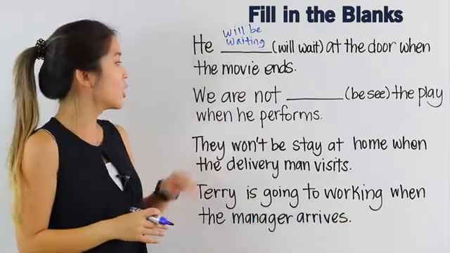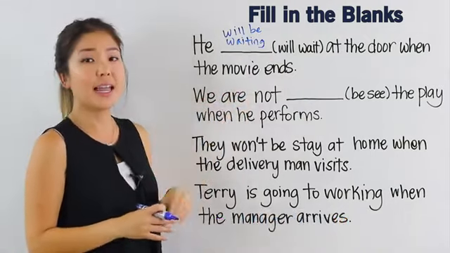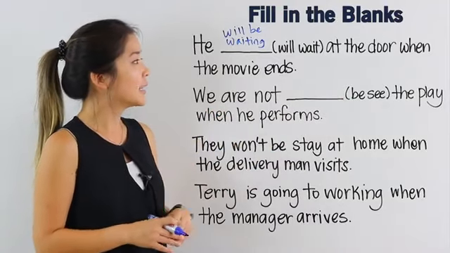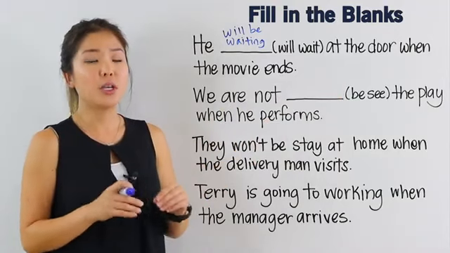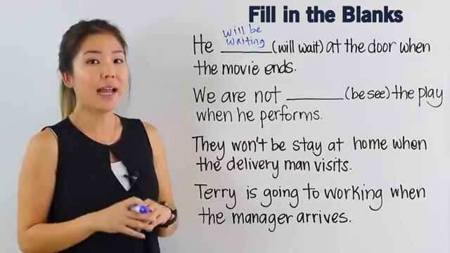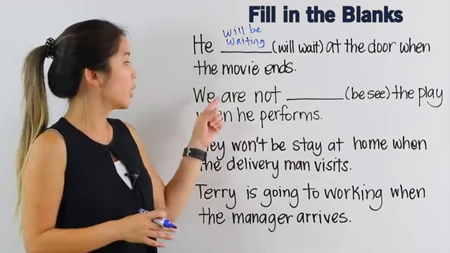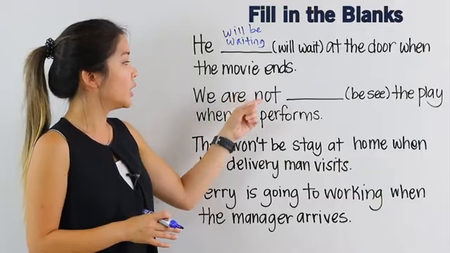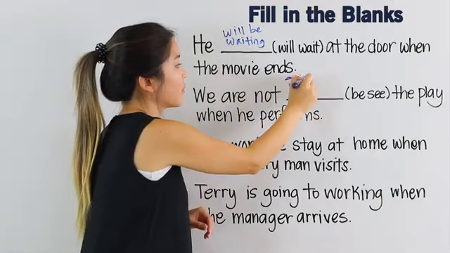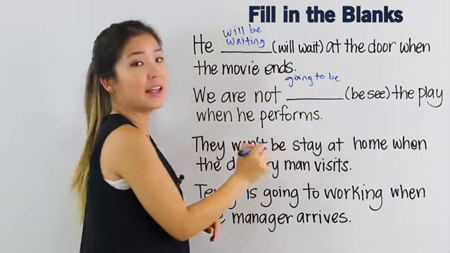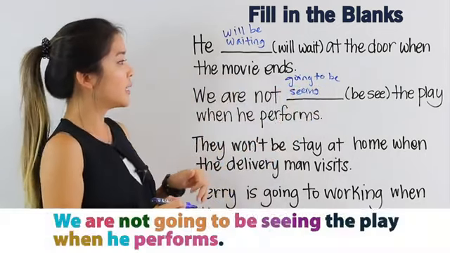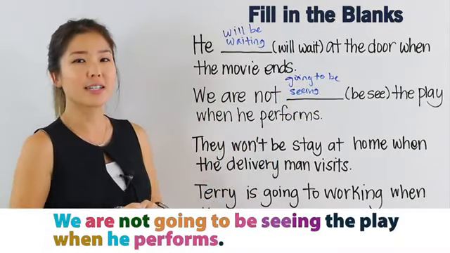The next sentence says we are not, so this is a negative, blank the play when he performs. Here, instead of will, I want you to use be going to be and the verb see. We already have part of that phrase for you. We are, here's the be verb, not, so this is negative, and then we say going to be, and then verb ing. We are not going to be seeing the play when he performs.